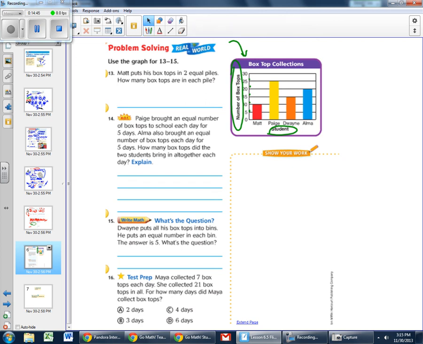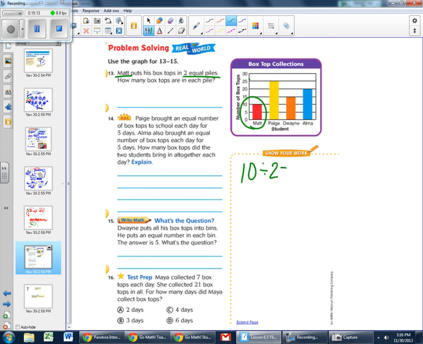With that in mind, now we are ready to start solving 13 through 15 using that graph. Number 13, Matt puts his box tops in 2 equal piles. So we're looking at Matt and we're looking at 2 piles. How many box tops are in each pile? So if we look at Matt, Matt has 10 total box tops and he broke them into 2 piles. How many box tops are in each pile?